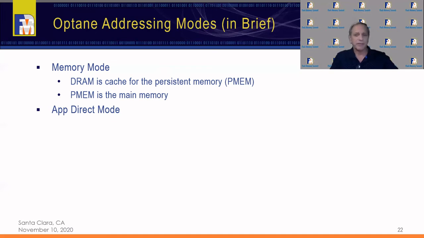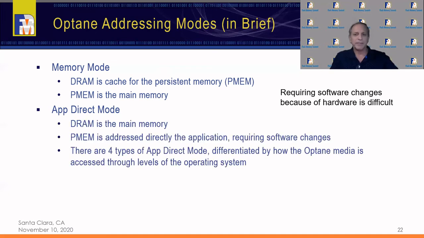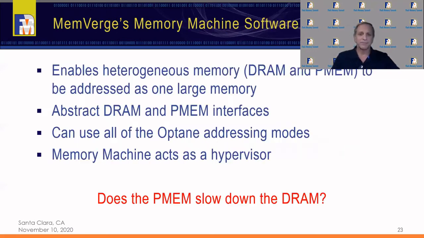In AppDirect mode, the DRAM is the main memory, and the PMEM is additional memory addressed by the application software directly. Unfortunately, that means that the application needs to be rewritten to accomplish that. And that's always a barrier to adoption, especially in the data center.